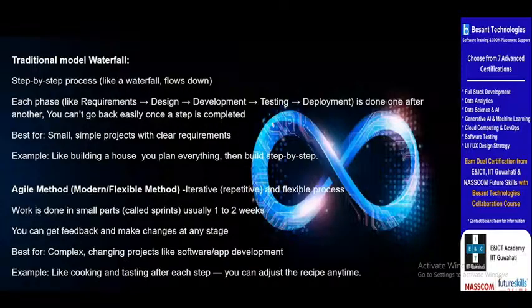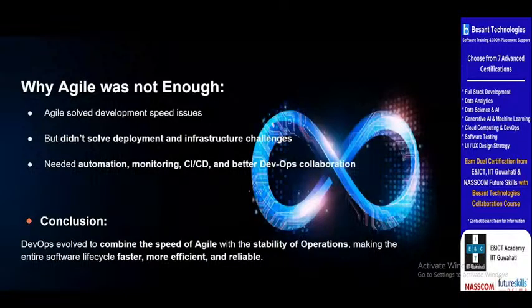So even the agile method was not enough. Development was faster in this, but it did not solve the problem between deployment, infrastructure, CI/CD, and automation. There was no collaboration between dev and ops people as well. This was the process happening in the agile method. Then our hero came, that is DevOps, right? So we will study DevOps in depth here, what it is, why it has come.